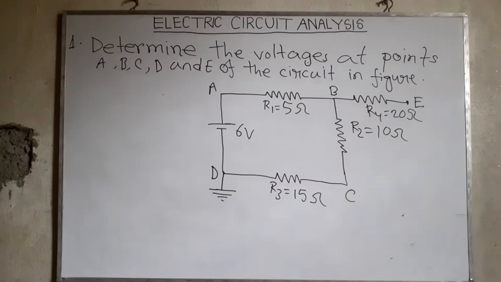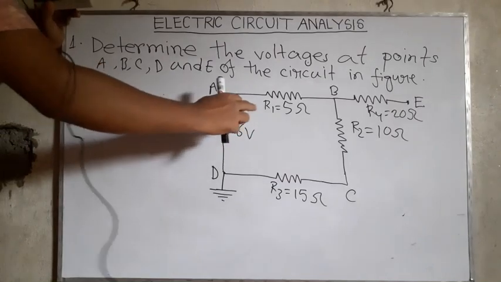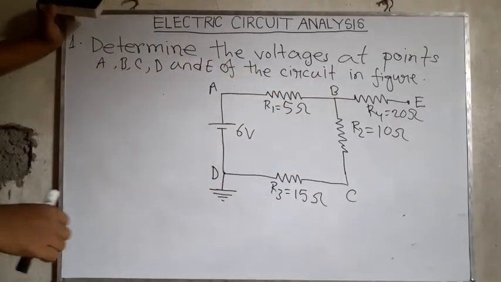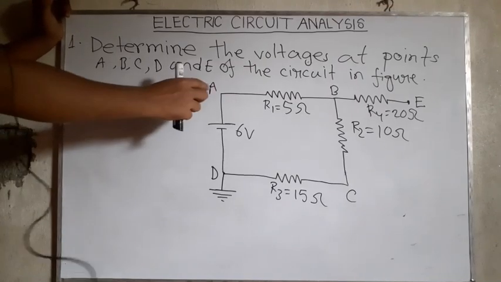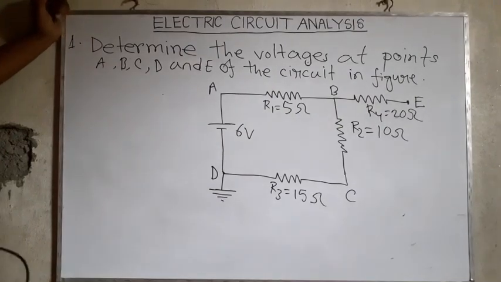Now we will analyze this circuit. Determine the voltages at points A, B, C, D and E of the circuit in the figure. This is a circuit with resistances R1, R2, R3 and R4. We have to determine the voltages at points A, B, C, D and E.